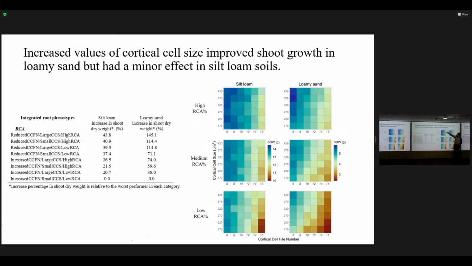But if you have a sandy loam soil, when the plant feels less stress, it doesn't really matter what your cortical cell size is if you have a reduced cortical cell file number. But if you have an increased cortical cell file number, then your cortical cell size will be relevant.